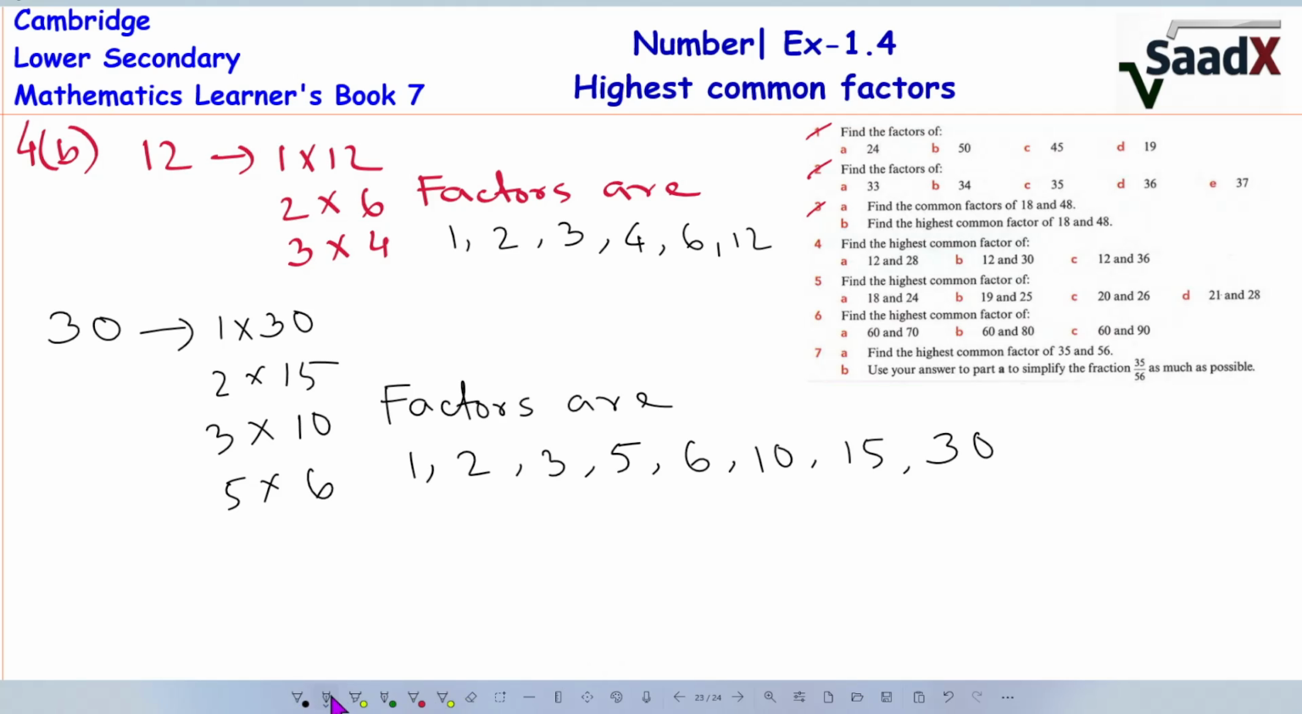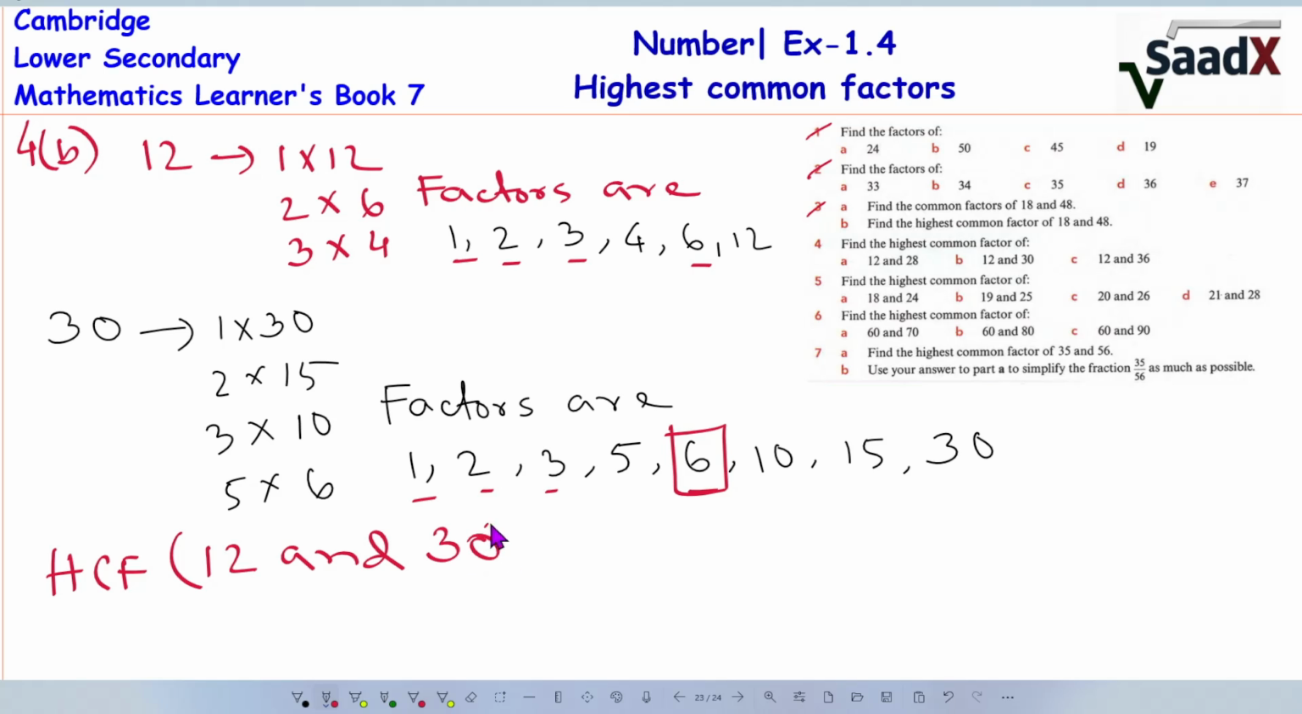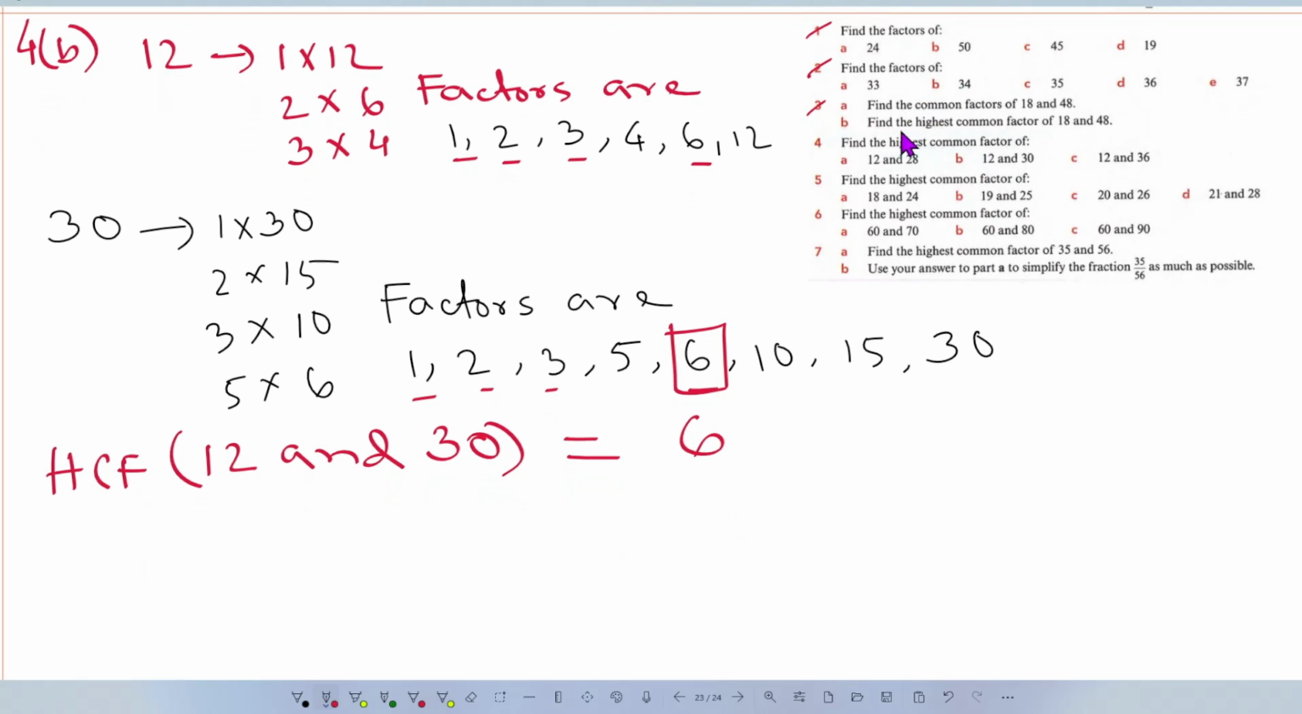So which one is the highest common factor? Look, here the common ones are 1, 2, 3, then 6. So highest is 6. So we can write HCF of 12 and 30 equals 6. Very simple. A and B done. Now 4C.